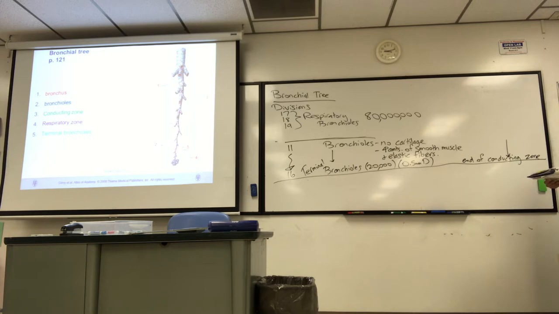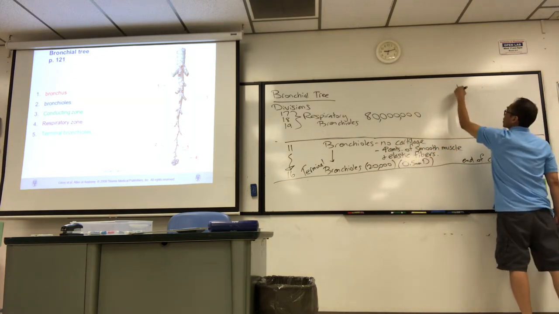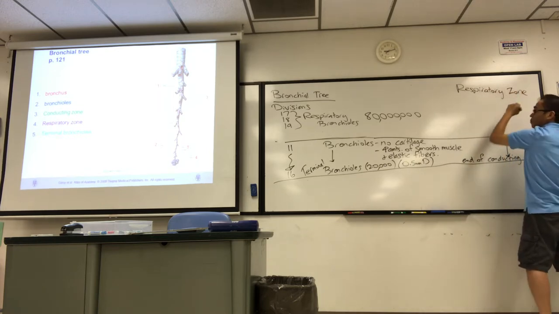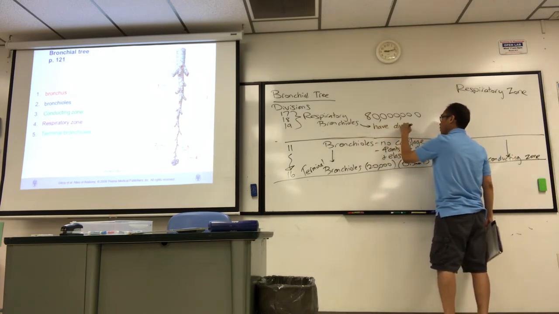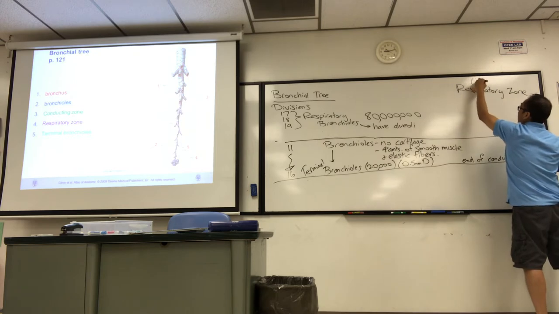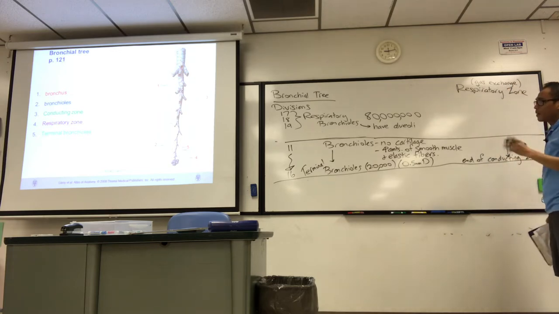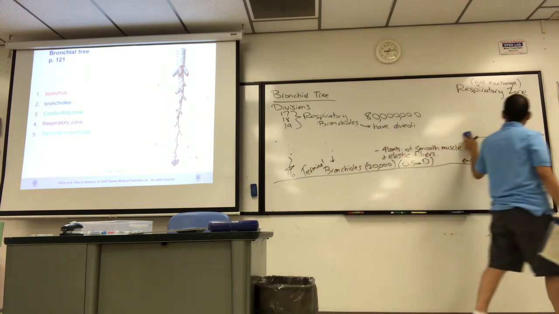But the point is, these structures are the beginning of the respiratory zone. Because these structures have alveoli, and you can have gas exchange there. Gas exchange starts at 17? At about 17, yes. You start to have the respiratory bronchioles. So I'll erase this.